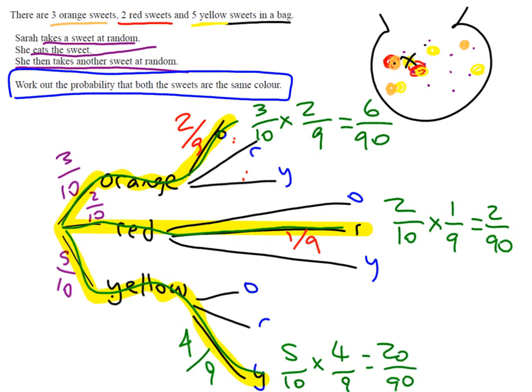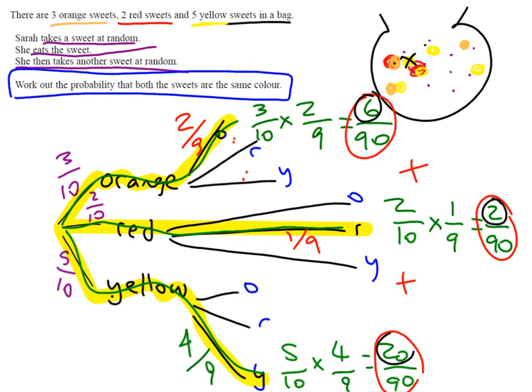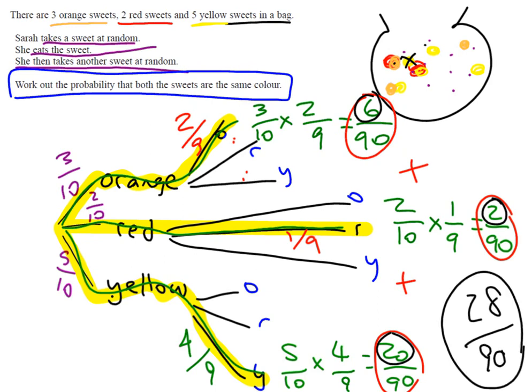So why haven't I simplified? Well, because now they're all over 90. We can add them easier. So it's orange and orange, plus red and red, plus yellow and yellow. Now, because we've kept them all the same, just add your top numbers. We've got a common denominator. That's going to be 28 over 90. And that's your answer. Okay, I'm not sure if there are any more. Let's just check. Yeah, I think this might be the last one. So that was quite an interesting one. I liked it because we had to draw it ourselves.